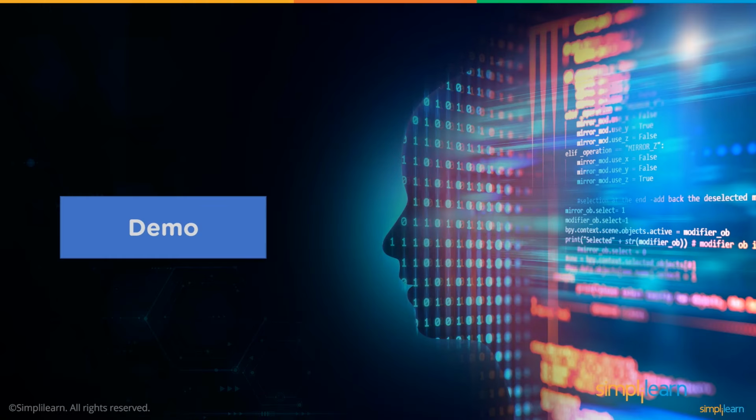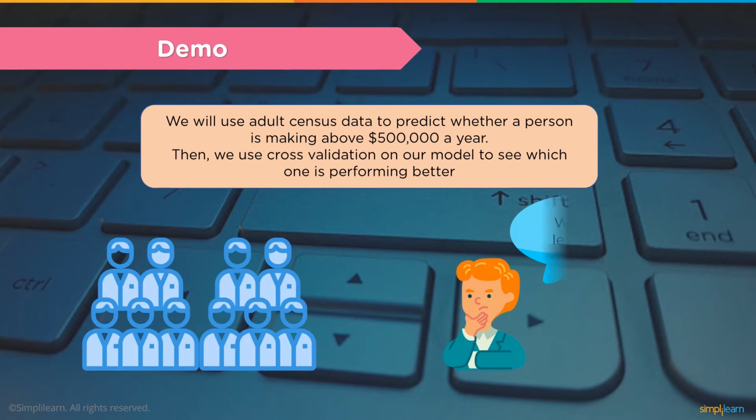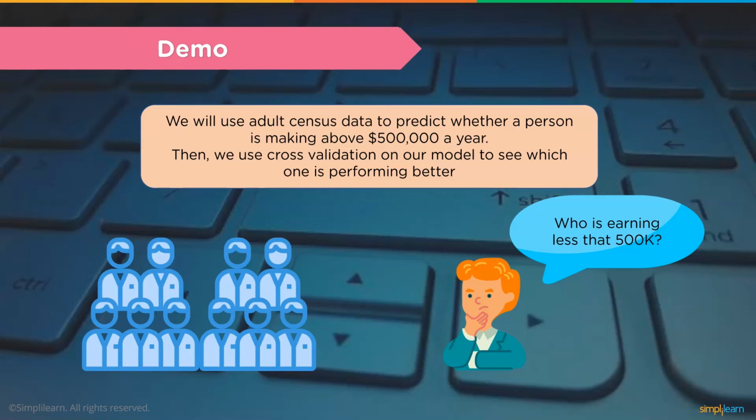So with that, let's roll up our sleeves. We're going to do a demo where we use adult census data to predict whether a person is making above $500,000 a year. I'm going to go out on a limb and guess that that is not U.S. money, because that's $500,000 in the U.S. But it's still good money. Then we use cross-validation on our model to see which one is performing better. Who is earning less than $500K? That is the question we're going to ask here.